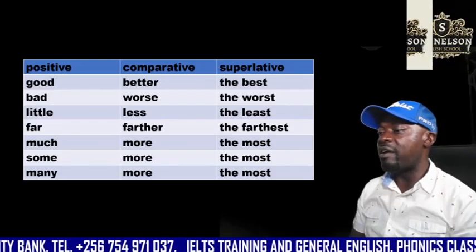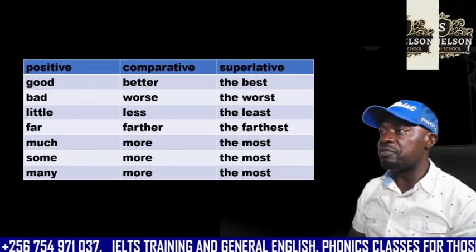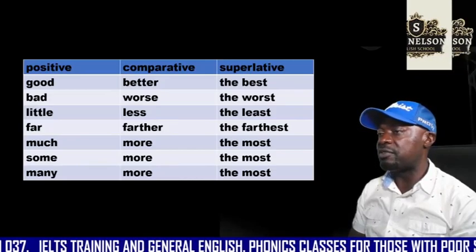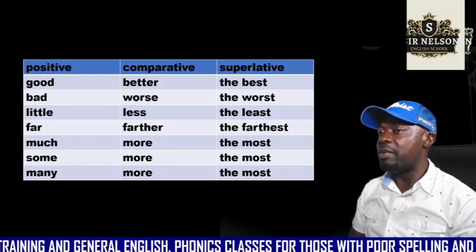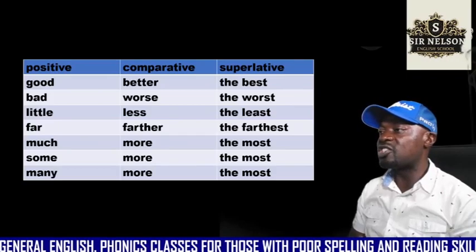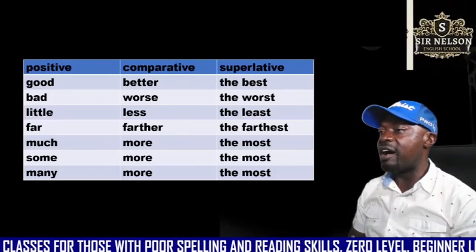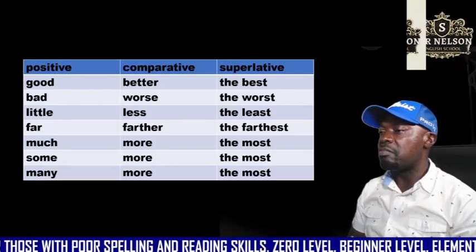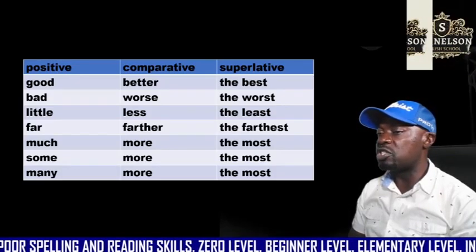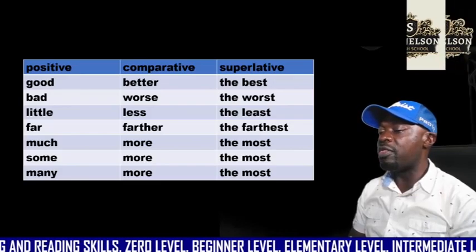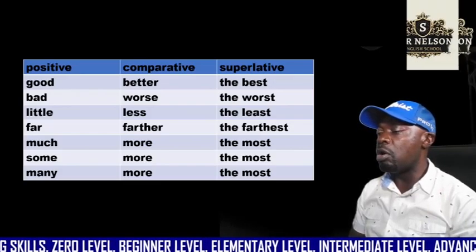We also have the irregular adjectives. These ones, you have to memorize them. Positive, comparative, superlative. Good, better, the best. Bad, worse, the worst. Little, less, the least. Far, farther, the farthest. Much, more, the most. Some, more, the most. Many, more, the most.